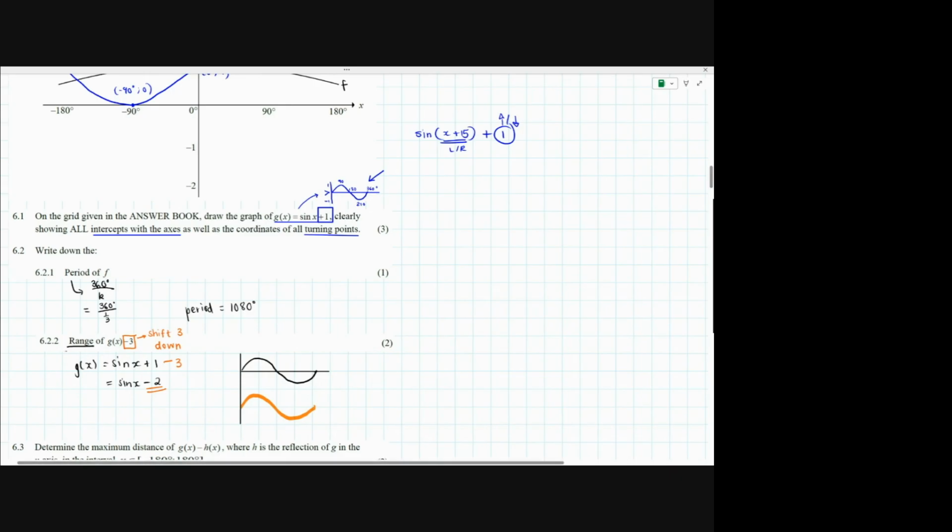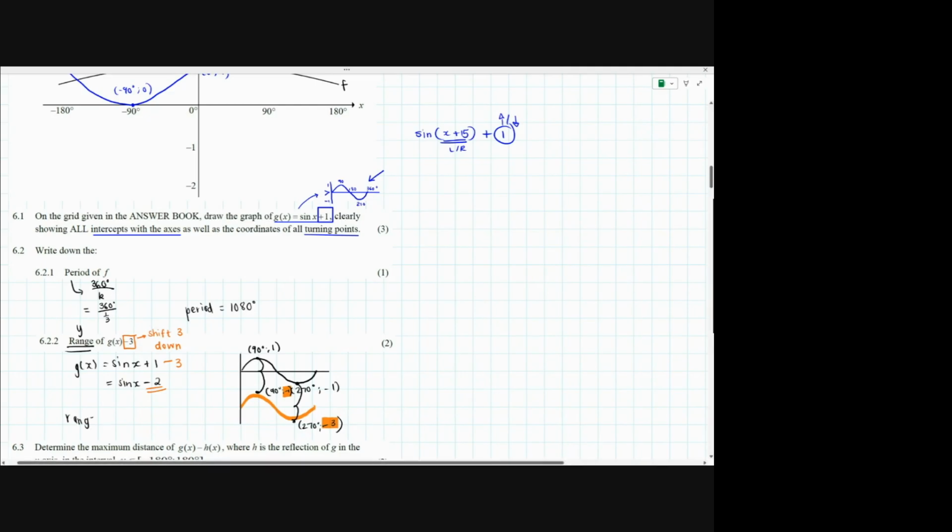Now the question said the range. So technically I actually only care about the maximum and the minimum because range is your y values. So normally your maxima is at 90, 1, and your minimum at 270, -1. And we just move those 2 units down. So this is not a great rendition. 1, 2. So this is now at 90, -1, and this is now at 270, negative 3. And so these new y coordinates become the range of my function. So negative 1 and negative 3 will determine the range of this graph.